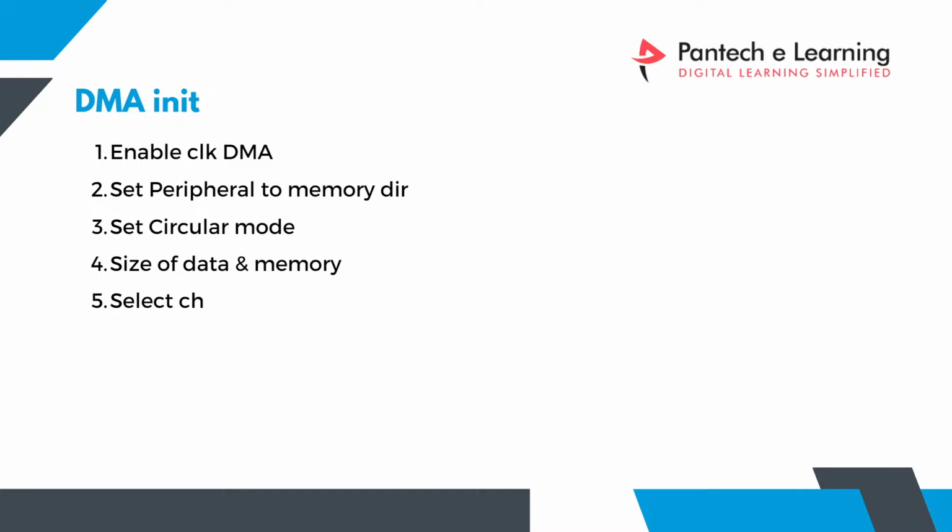Okay. Then we are going to set the circular mode, so it is going to run repeatedly. Then we have to say the size of the data, what is the data we are going to get, and the size of the memory where we are going to save the data, right? So we have to specify the memory size. Then we have to select the channel.